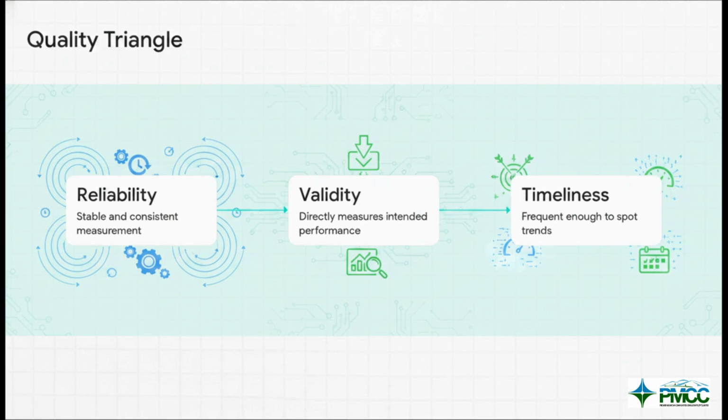Step 2 is validity. Your indicators must measure the intended performance directly and succinctly. No fuzzy math here. And step 3 is timeliness. Simply put, the more frequent your measurements are, the less guesswork you have about what happened between those check-ins. This combo of frequency and consistency is exactly what allows managers to accurately track trends and catch issues early on.